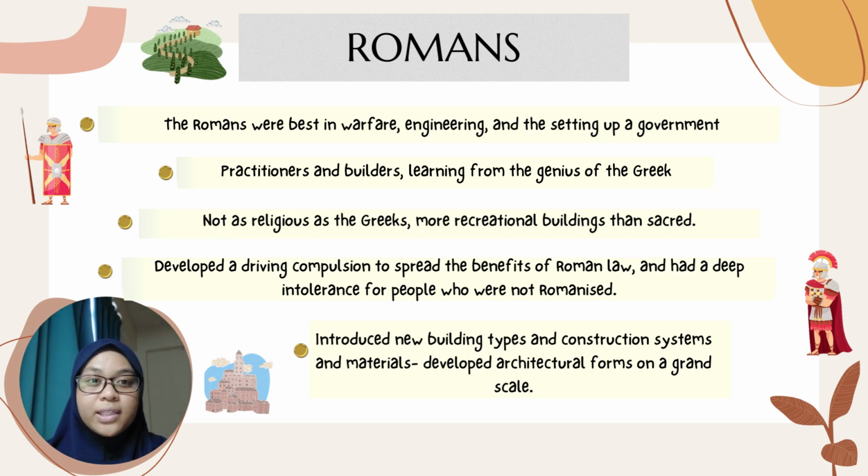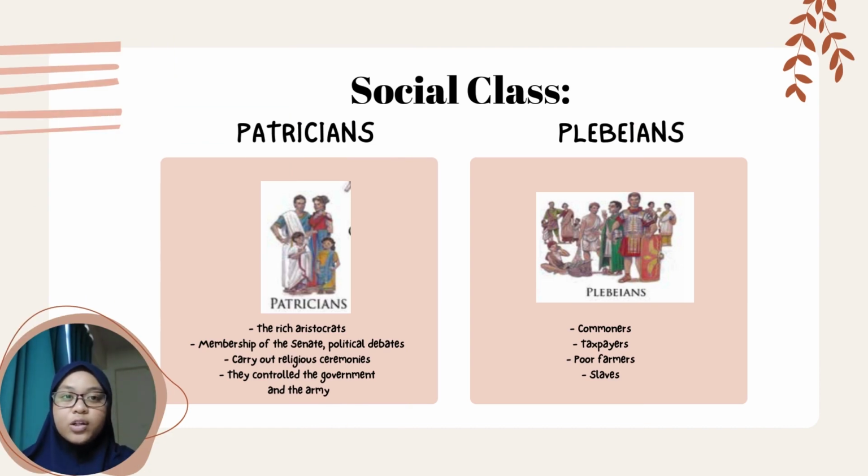And last but not least, the main point of our presentation: the Romans introduced new building types, construction systems and materials, and developed architectural forms on a grand scale. Now let's take a look at the social classes of the Romans. The main division of the social class was into 2, the patricians and the plebeians.